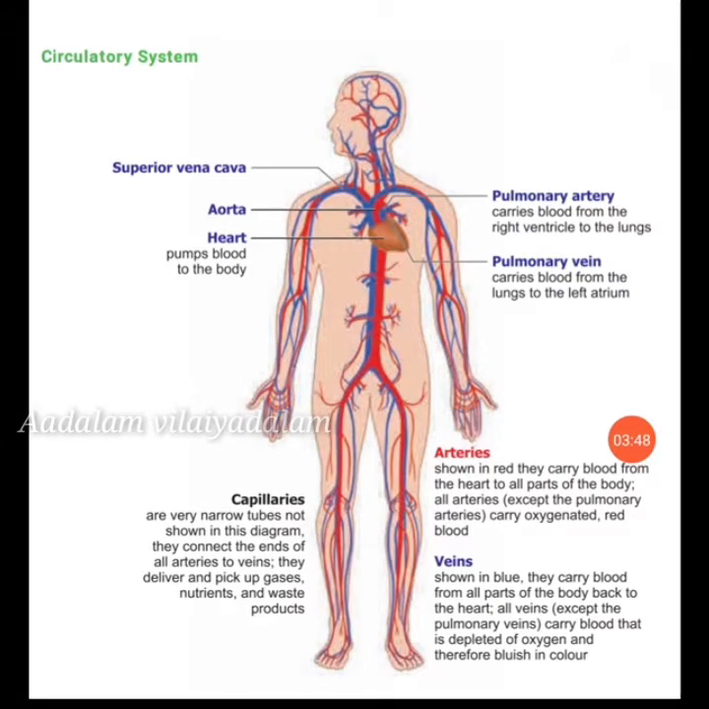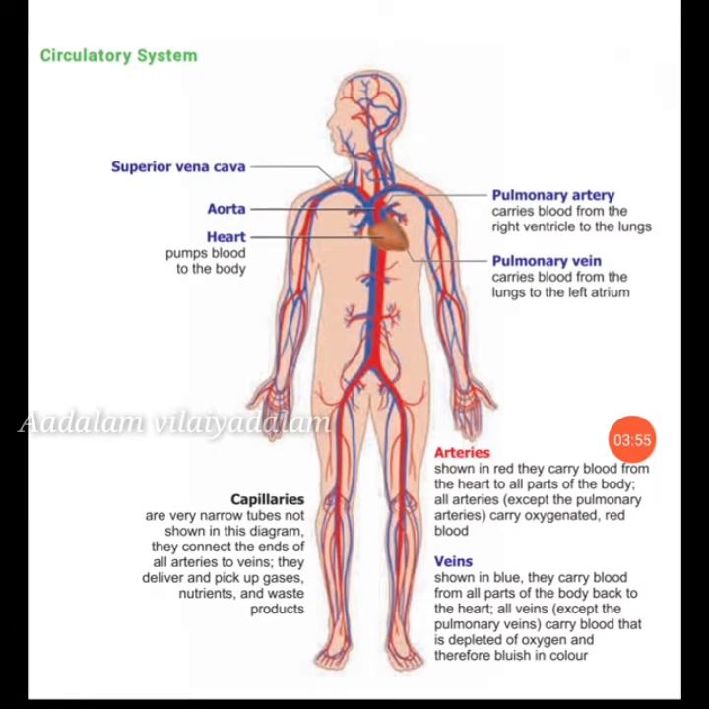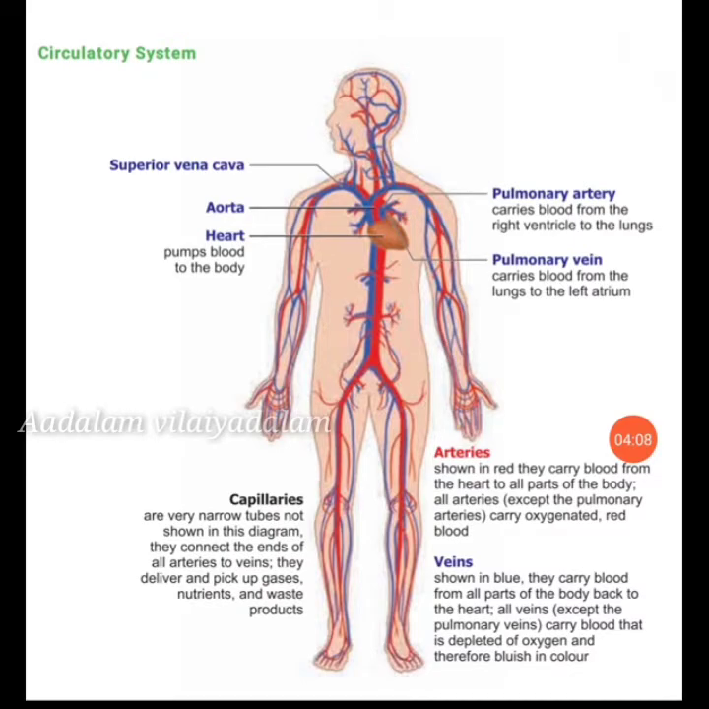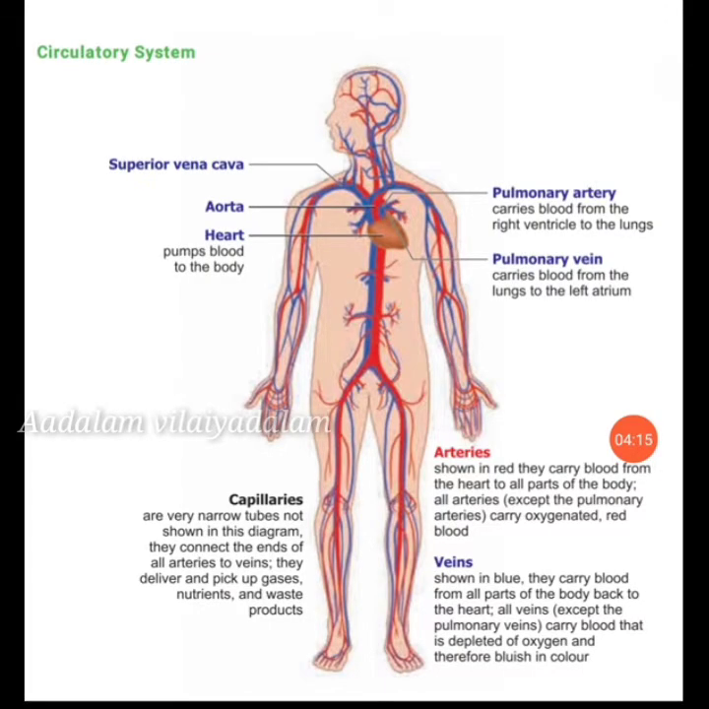The heart pumps blood to the body. Veins, shown in blue color, carry blood from all parts of the body back to the heart. Arteries, shown in red color, carry blood from the heart to all the parts of the body. Capillaries are very narrow tubes not shown in this diagram. They connect the ends of arteries to veins, and they deliver and pick up gases, nutrients and waste products.